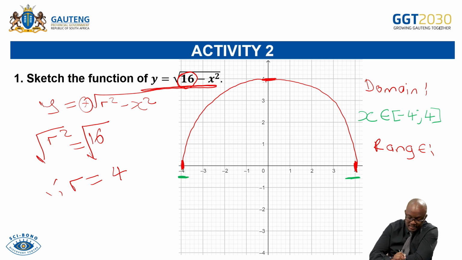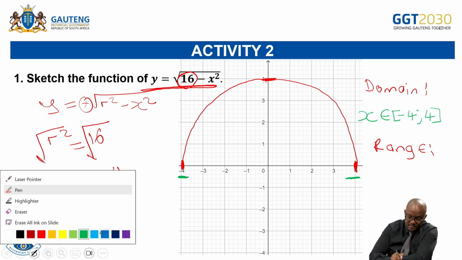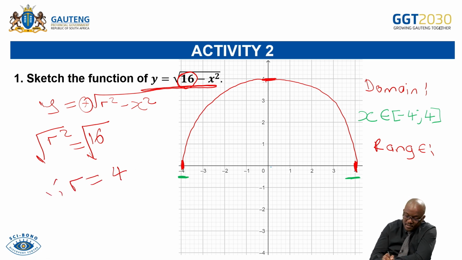Now, let's look at the range. For this graph, we don't have a full circle. It starts at 0. This graph starts to be defined at 0 because that point there is (4, 0) and the other one is (-4, 0).